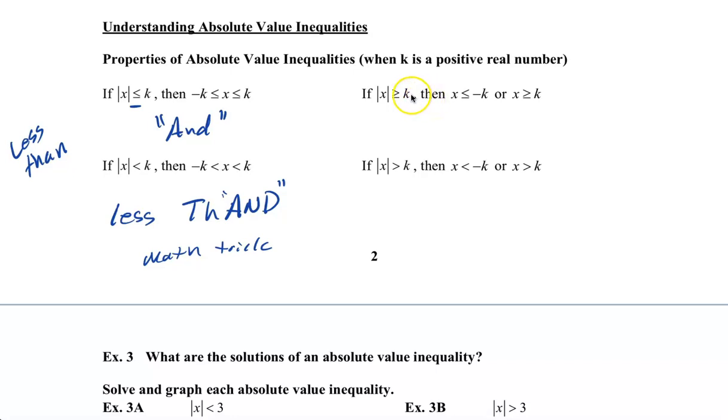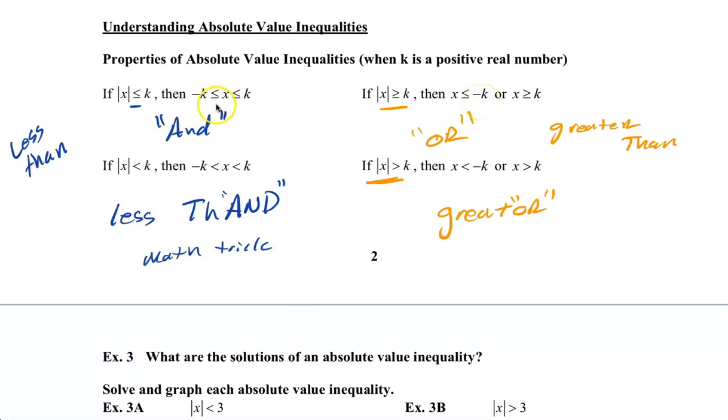If it's a greater than, then it's greater than, it's an "or" statement. These are "or" statements. Greater, or. So less than, and; greater than, or. I know it's silly, but it works. So that's the only difference.